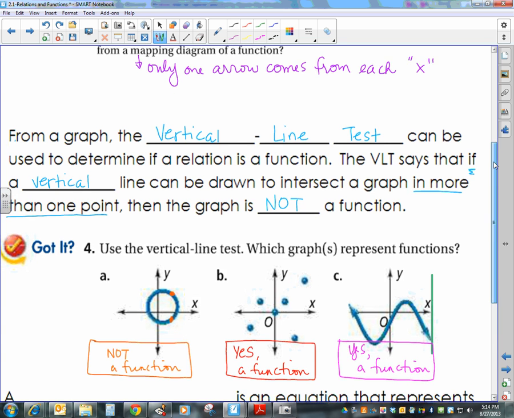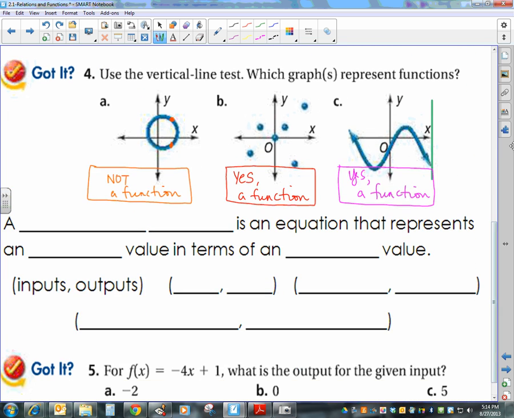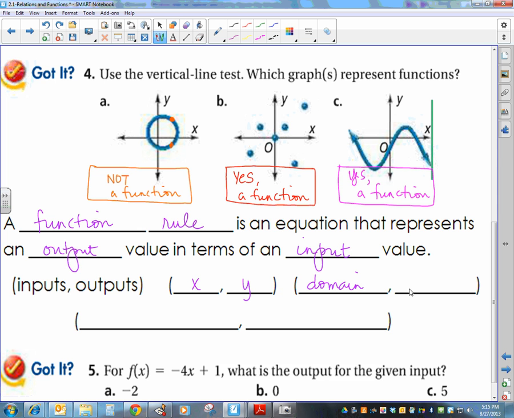Now we have to talk about a function rule. A function rule is an equation that represents an output value in terms of an input value. Okay? Again, we've talked about inputs and outputs. In terms of letters, we have x and then we have y. And in terms of those fancy words, we have domain and we have range.